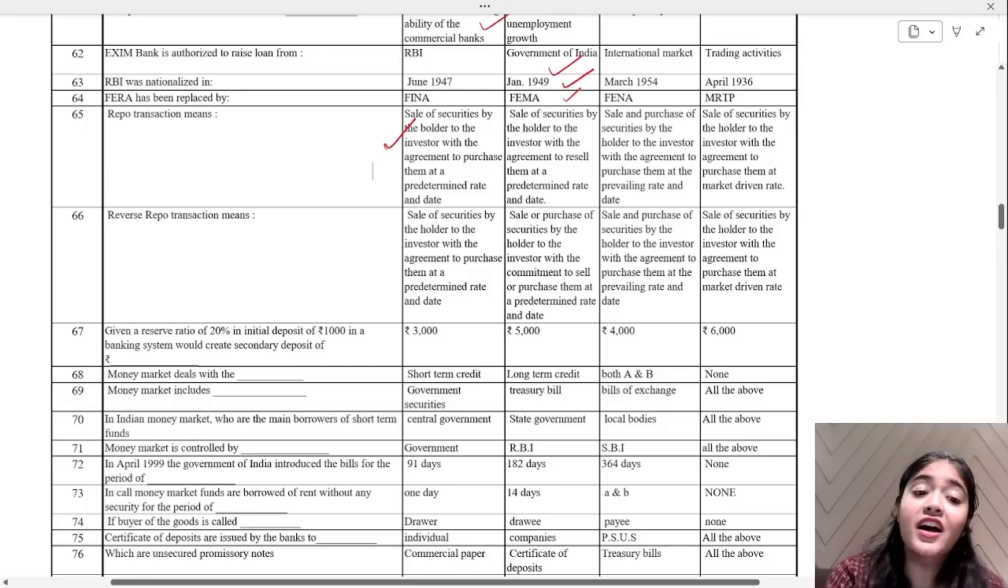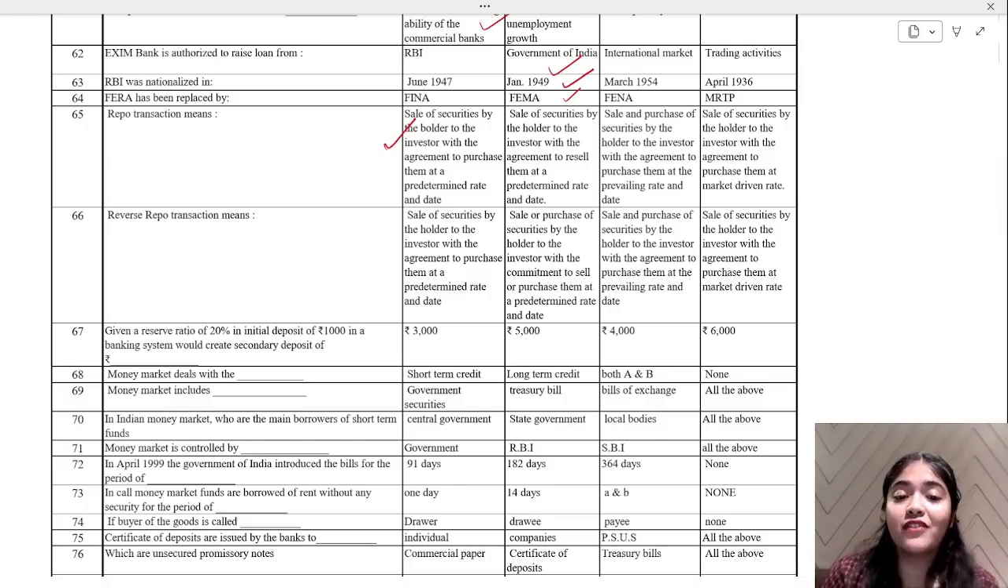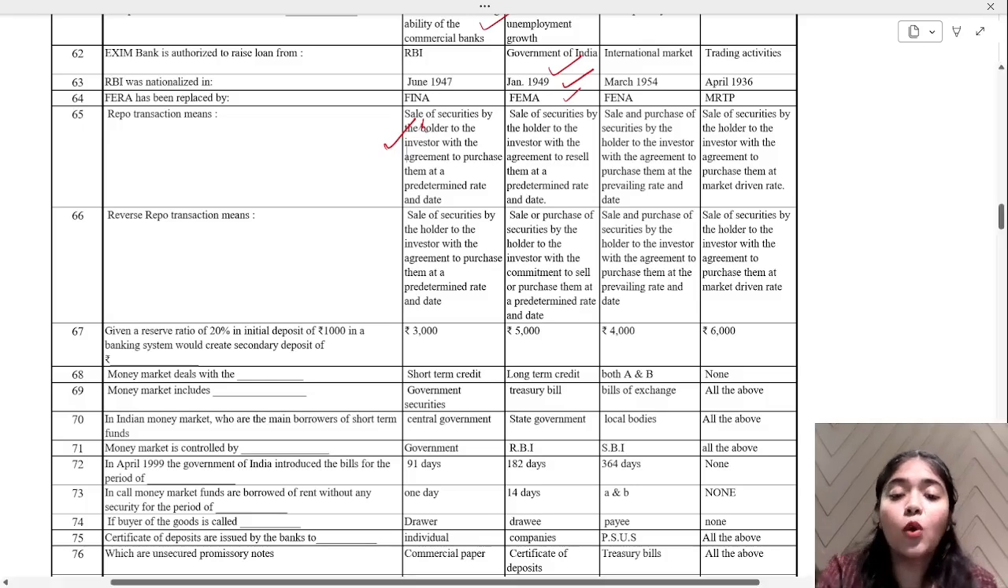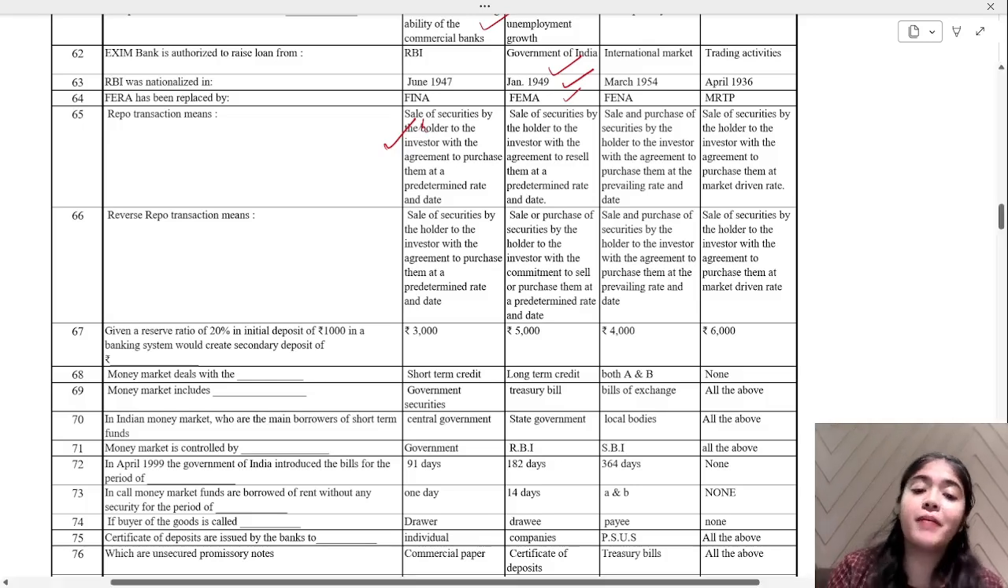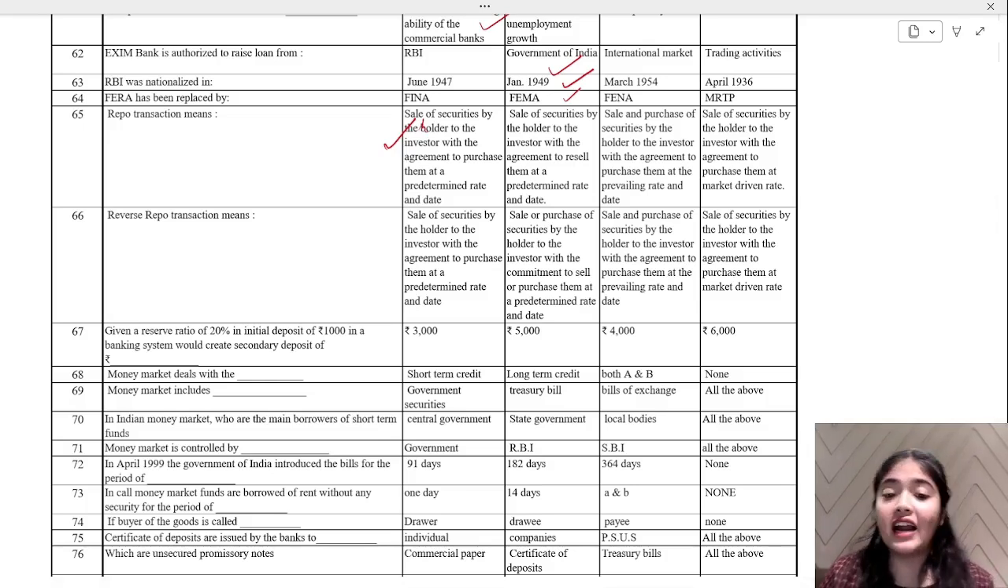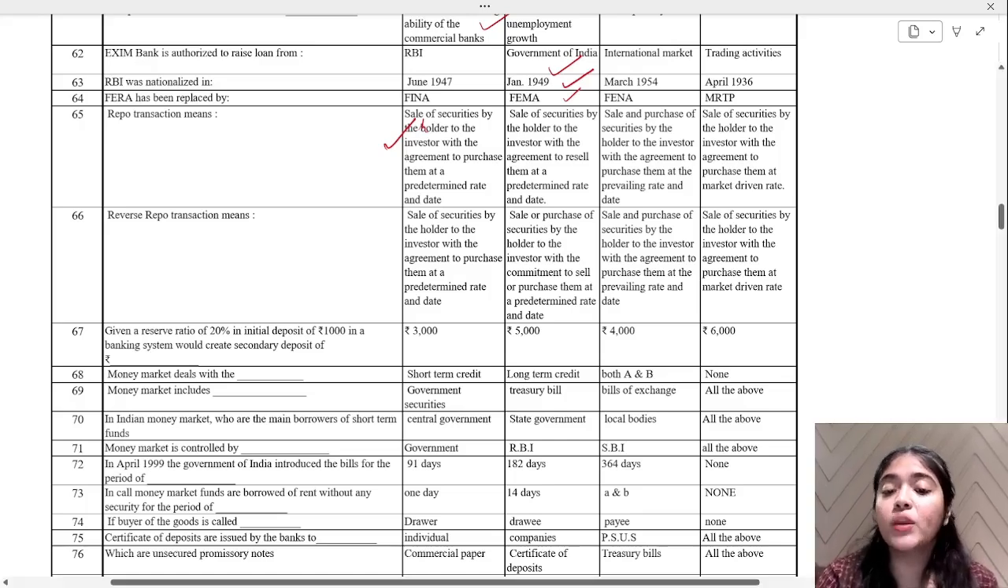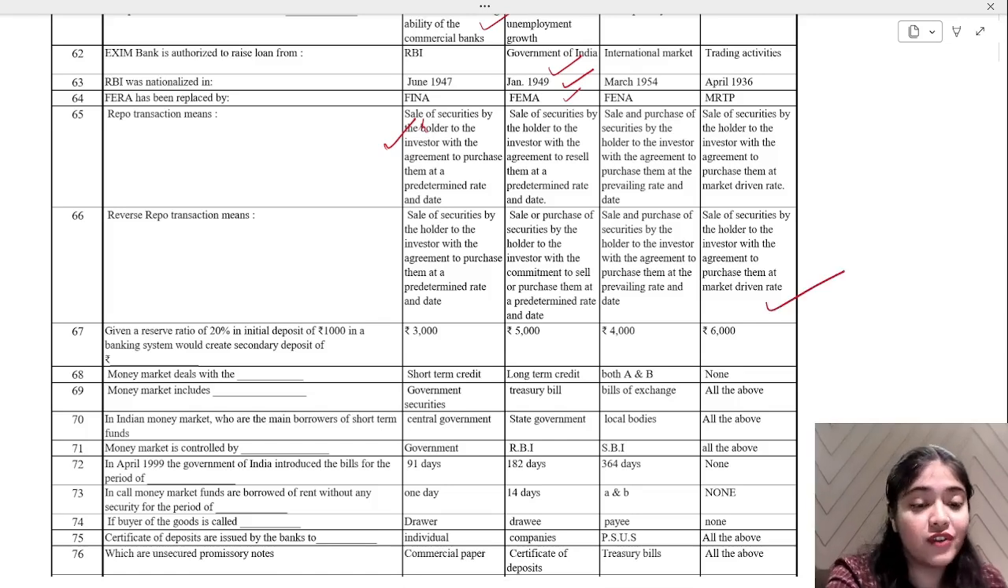Very good. Now, reverse repo rate transaction means sale of security by holder. Here it should be holder, I guess they have written it wrong over here. Yes, by the holder to the investor with the agreement to purchase them at a predetermined rate and date. So that was repo rate. It can't be this one, right? Sale or purchase of securities by the holder to the investor with the commitment to sell or purchase them at a predetermined rate and date. Or sale or purchase of securities at a prevailing rate and date, or at a market driven rate. So this seems like your reverse repo rate, right?